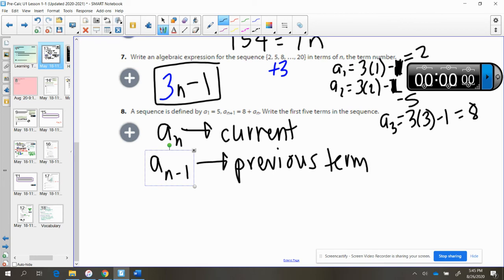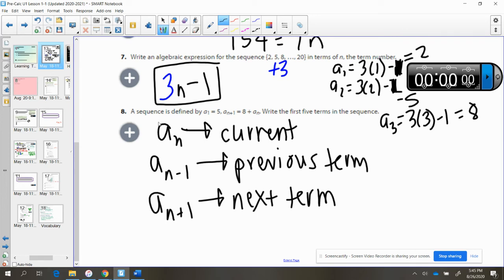And if we say a sub n minus 2, that would be 2 previous terms, which means if we talk about a sub n plus 1, that would mean the next term in our sequence. So if we say a sequence is defined, the first term here is 5. The next term, a sub n plus 1, is 8 plus a sub n. What would the first 5 terms in the sequence be?